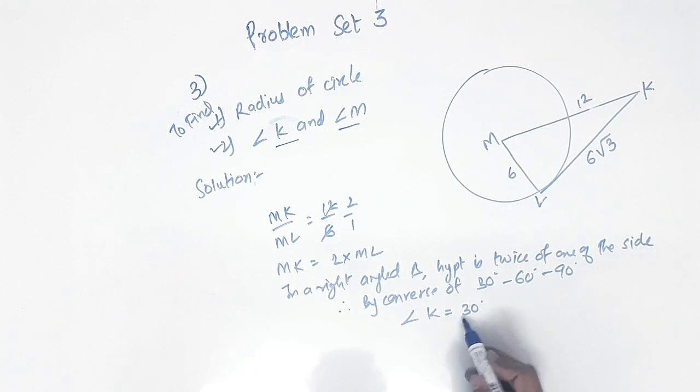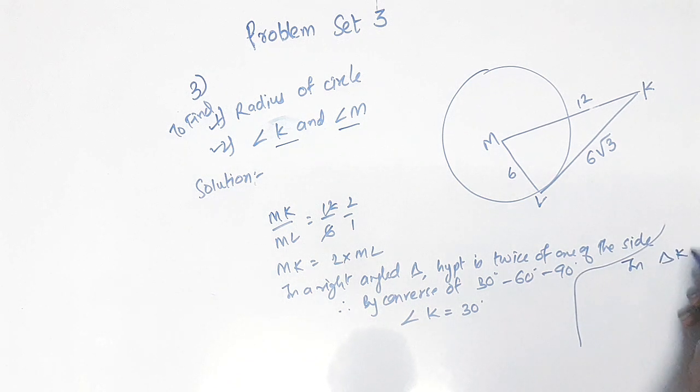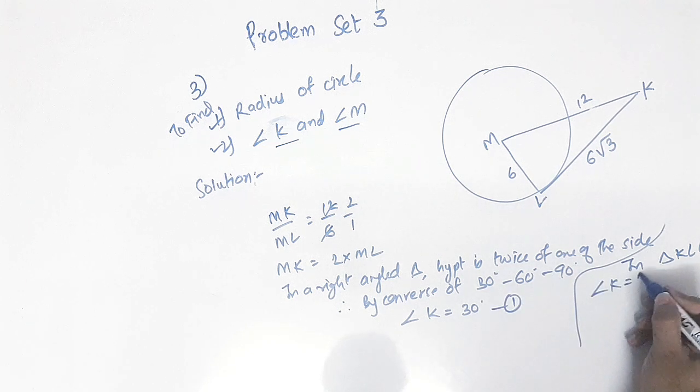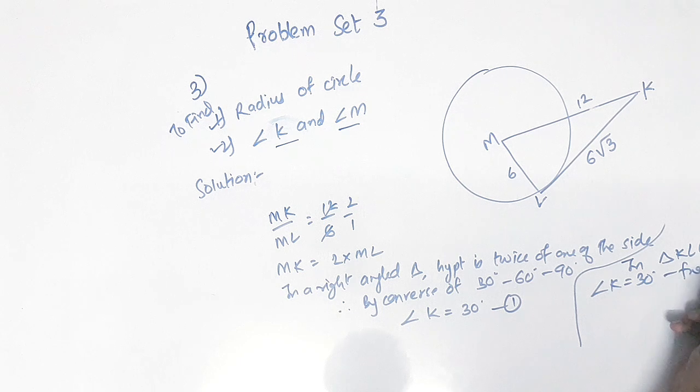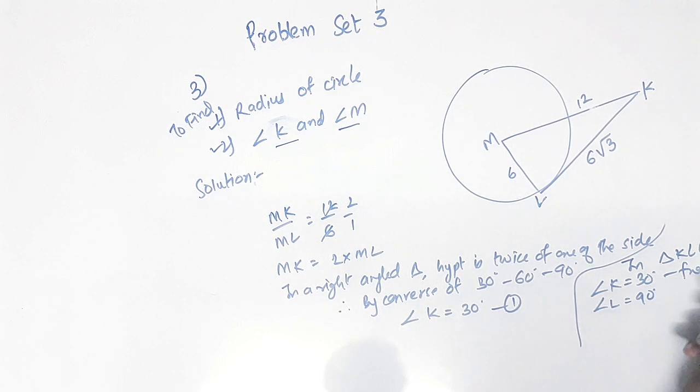So once we get angle K, it is very easy to find angle M. In triangle KLM, I'll write angle K equals 30 degree. This is from 1. Angle L equals 90 degree. Therefore angle M will be how much? It will be 60 degree because it is the remaining or third angle. So very easy, it will be 60 degrees.